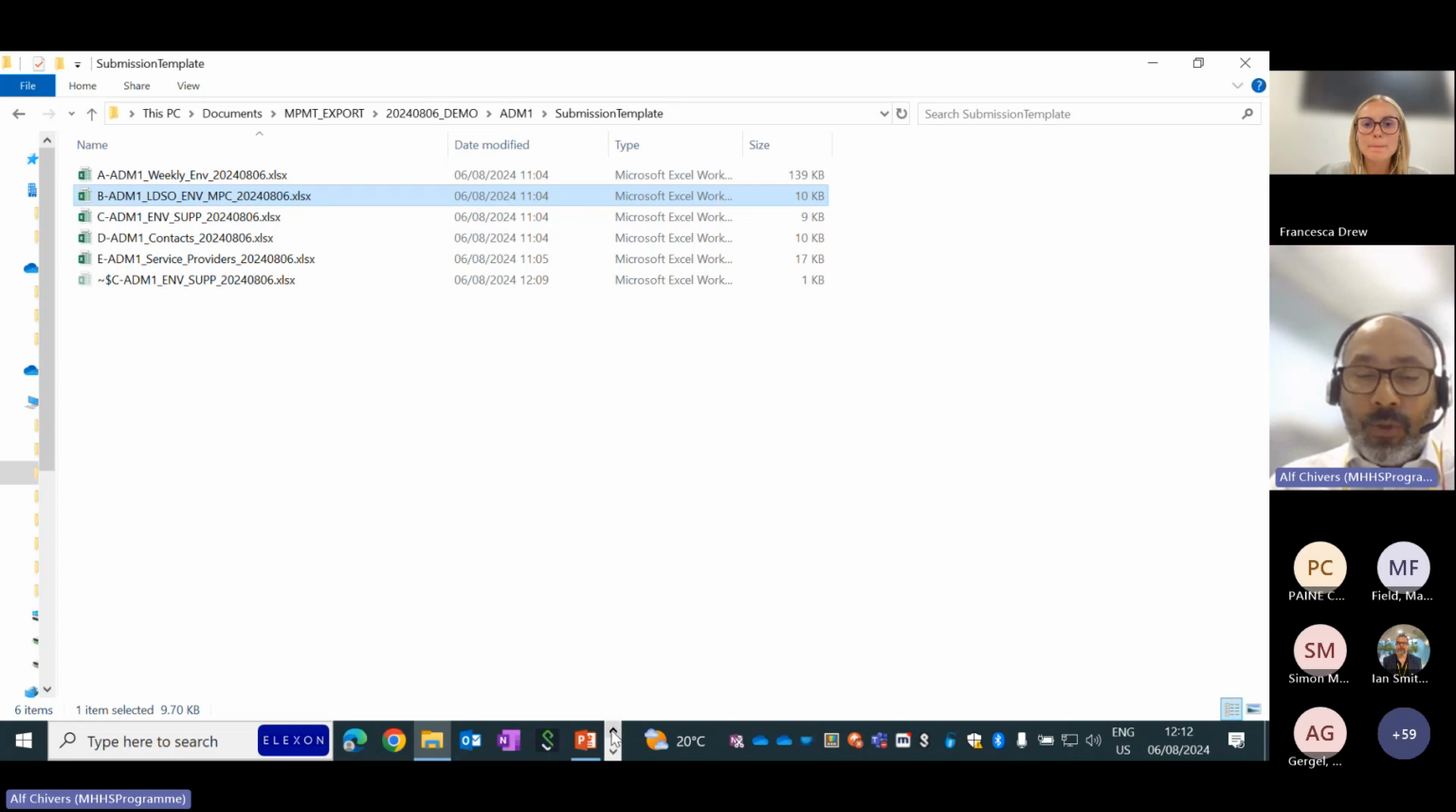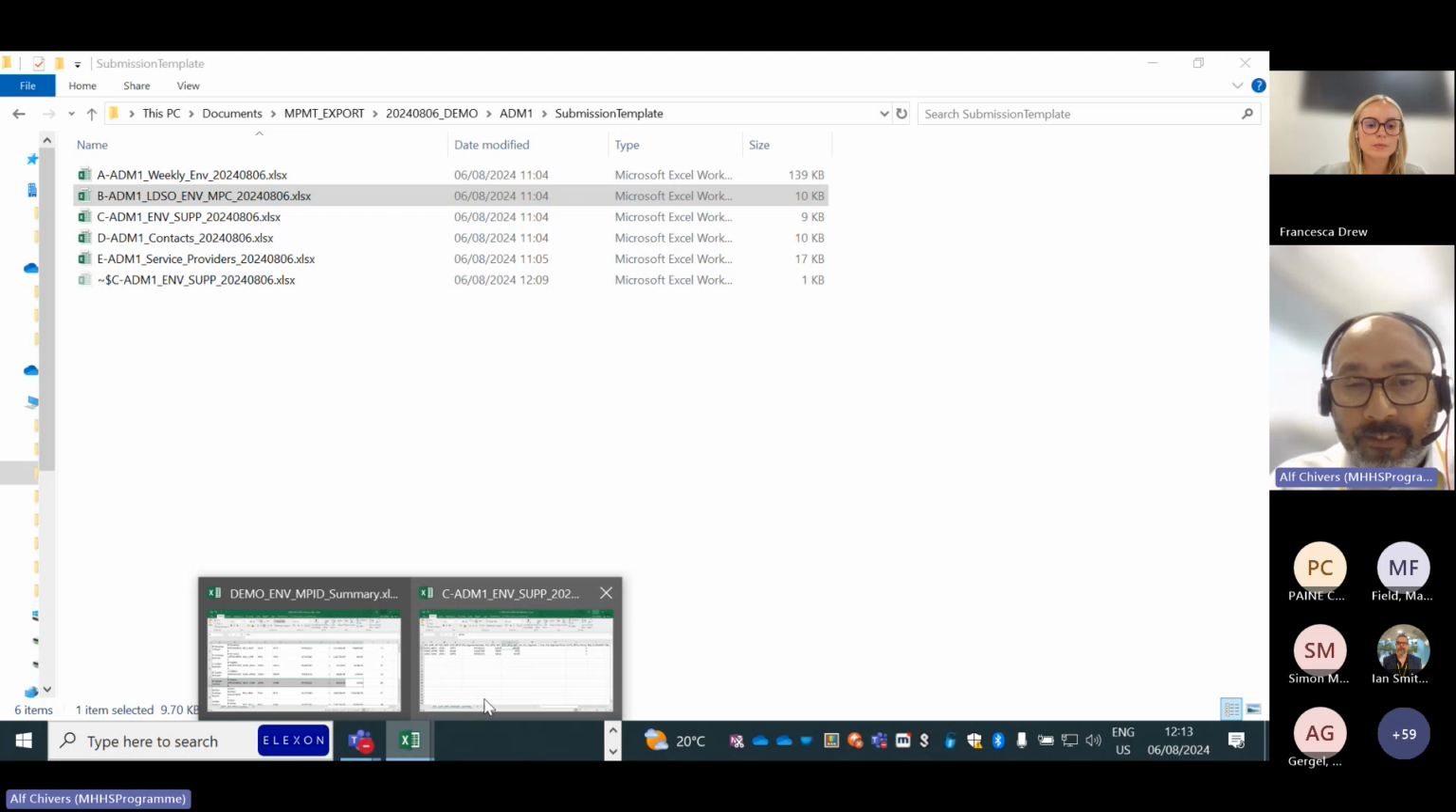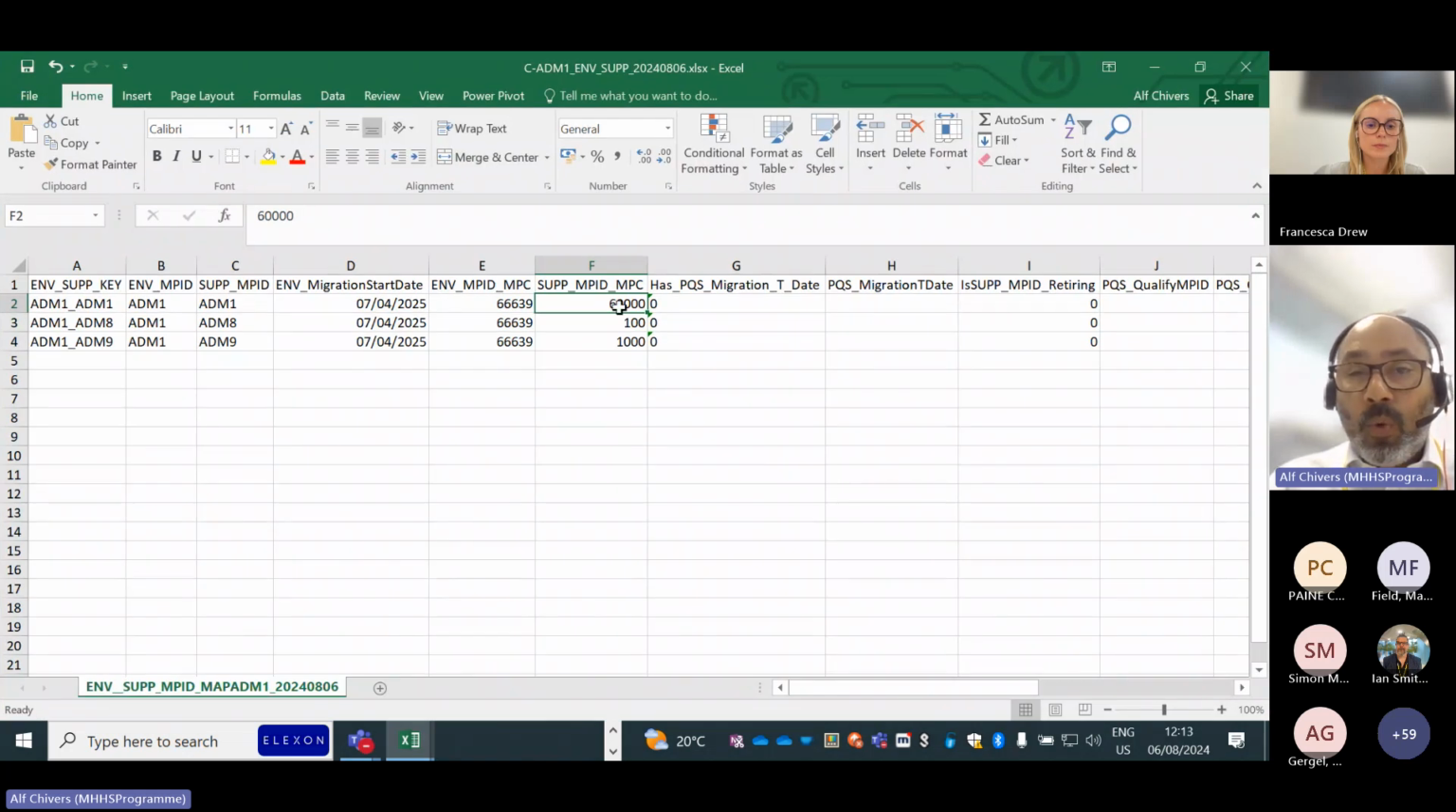It depends is the short answer. If there's no MPANs and it's retiring and you don't expect any activity on it, then yes, it doesn't need to be included. And let me just go back to that example here. It's really for completeness that we've included all the portfolio.